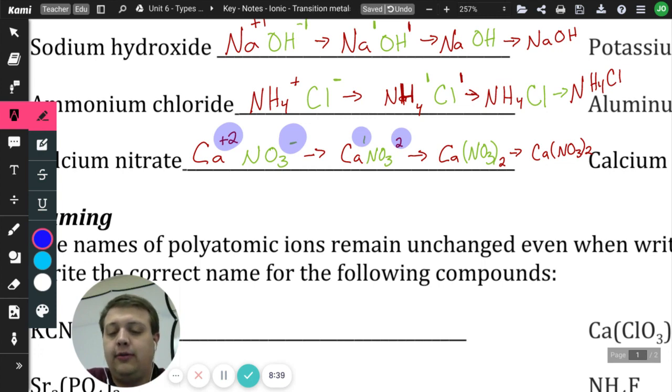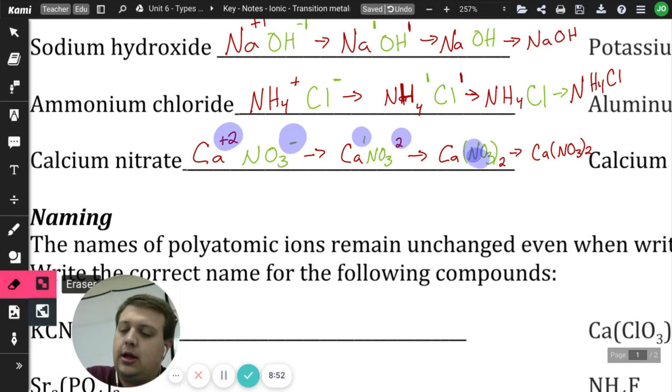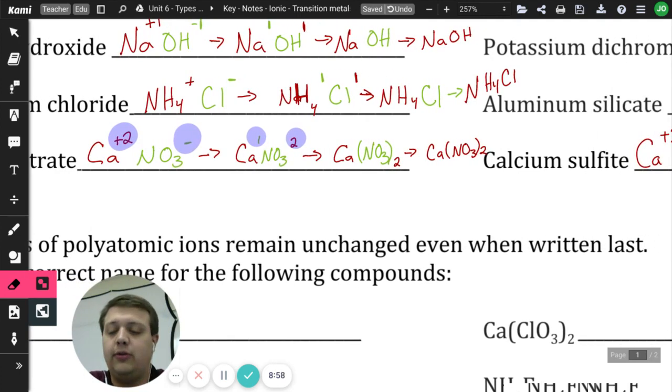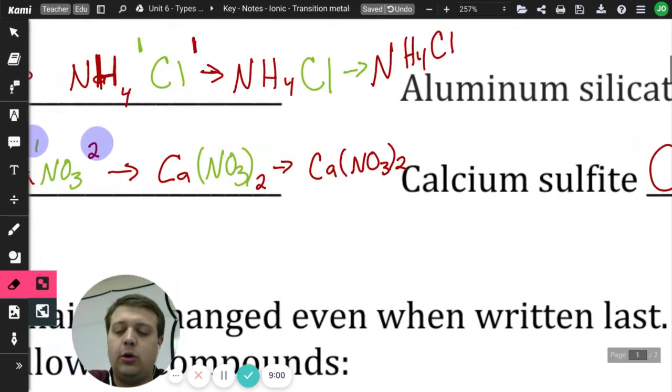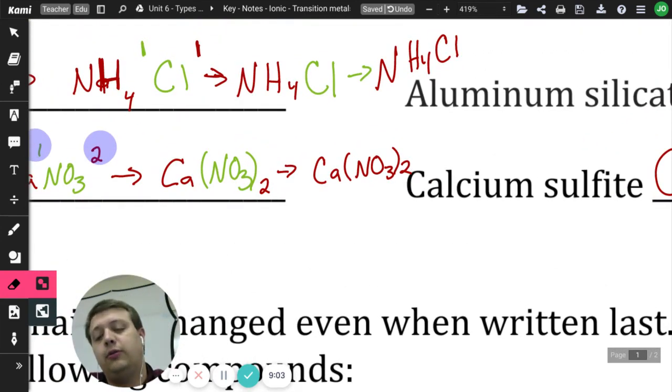So we get Ca with the 1 charge. Remember, you don't bring your positive or negative. NO3 with the 2. We go over, we drop them now. So Ca turns into NO3 with a 2 down there at the bottom. And remember, it is a polyatomic ion with more than 1, so you do have to put it in parentheses. And so then I rewrote it as Ca(NO3)2.